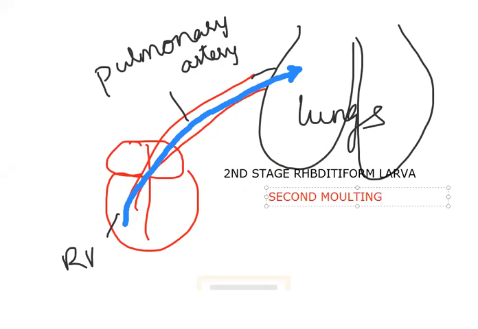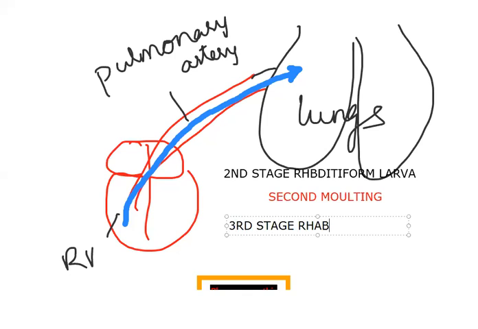Where does it go for the second molting? After reaching the lungs. The next molt occurs in the alveoli of the lungs. The second molting occurs and results in the formation of the third stage rhabditiform larva. So in the alveoli of the lungs, the second stage rhabditiform larva performs the second molting, and that results in the formation of the third stage rhabditiform larva.